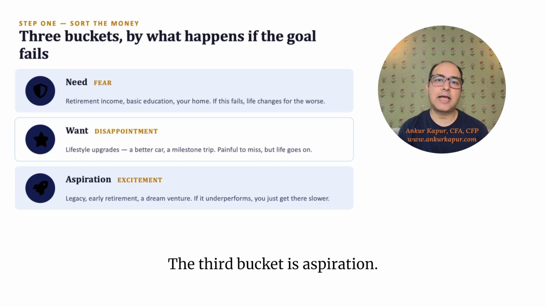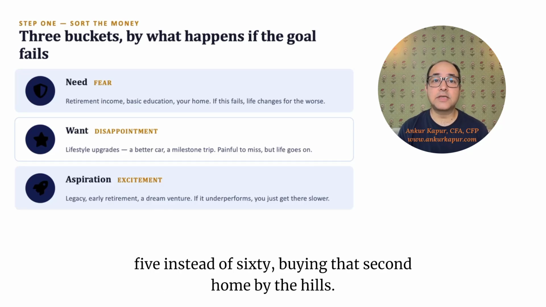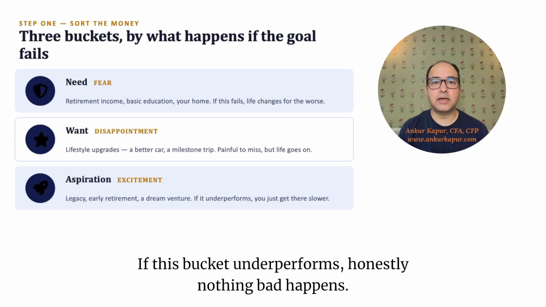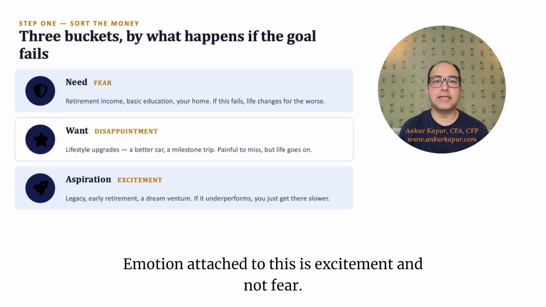The third bucket is aspiration. This is dream money, leaving a legacy for your child or children, starting a new venture, retiring at 45 instead of 60, buying that second home by the hills. If this bucket underperforms, honestly, nothing bad happens. You just don't reach the dream as fast, or you don't reach it at all. Emotion attached to this is excitement and not fear.